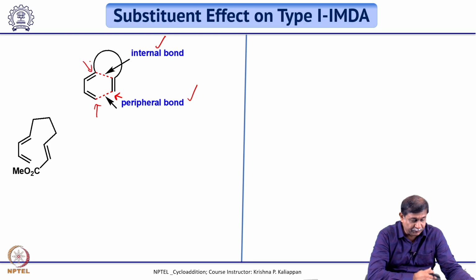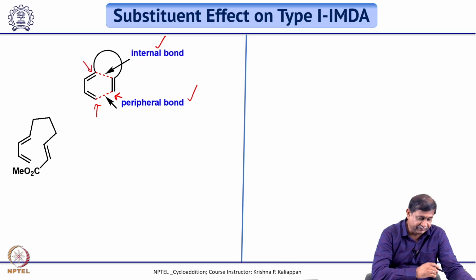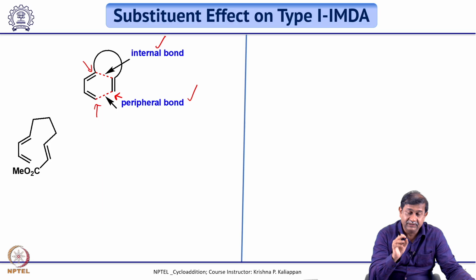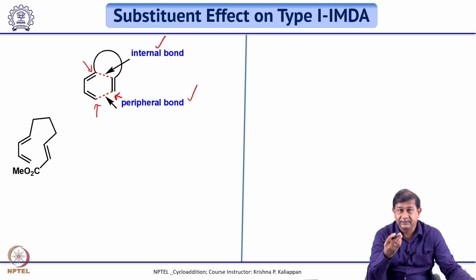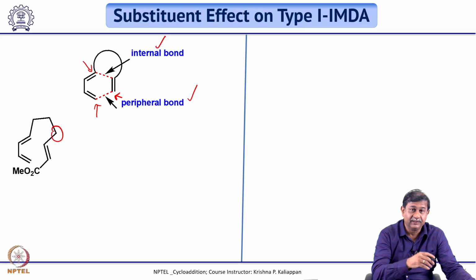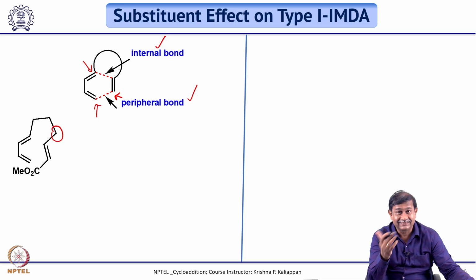Now let us take one example where you have a substituent on the dienophile. Earlier we have seen the substituent, that is the electron withdrawing group, is part of the second ring, the carbonyl group here. So that is part of the second ring.